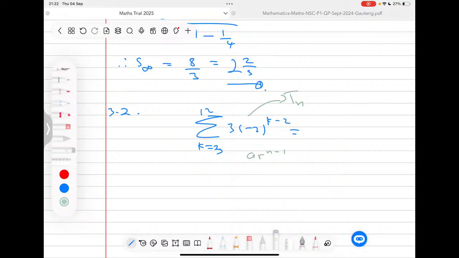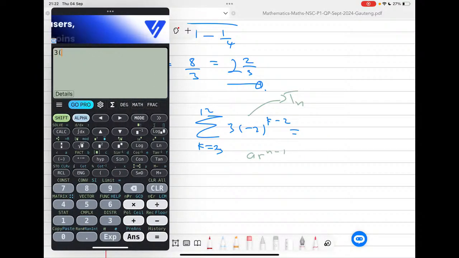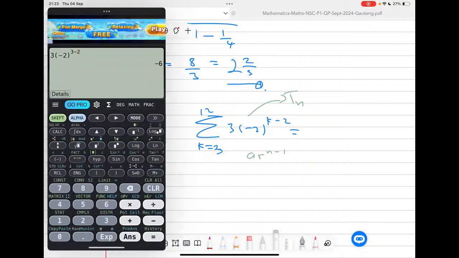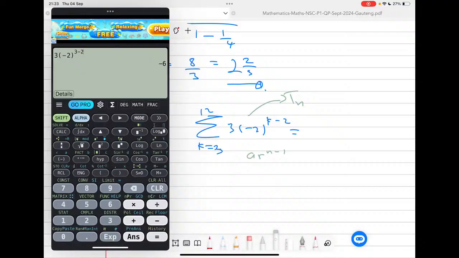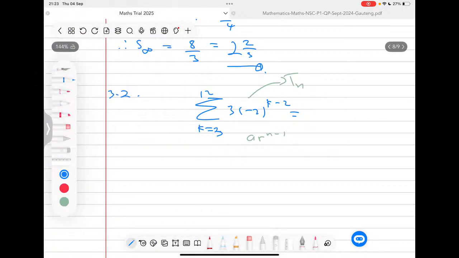And in fact, I can start expanding this to just get the first 3 terms. So to do that, I'm going to say here 3 minus 2 to the power 3 minus 2, right? So all I've done here is take this 3 and substitute it here to get the first term, right? And our first term comes out to be a negative 6.